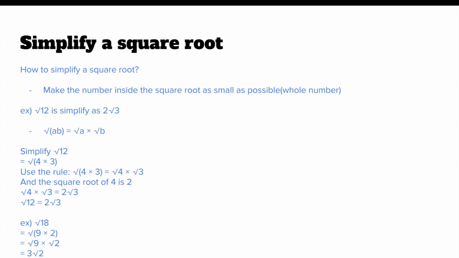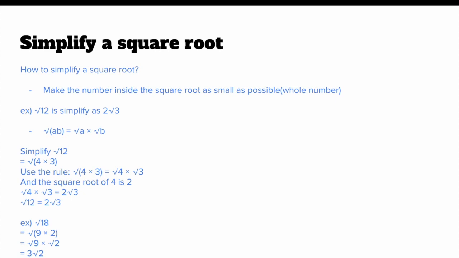Now, let's simplify a square root. To simplify a square root, we need to make the number inside the square root as small as possible, but still a whole number. For example, root 12 is simplified as 2 root 3.